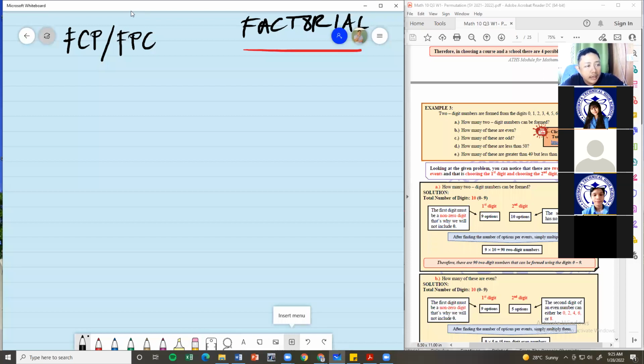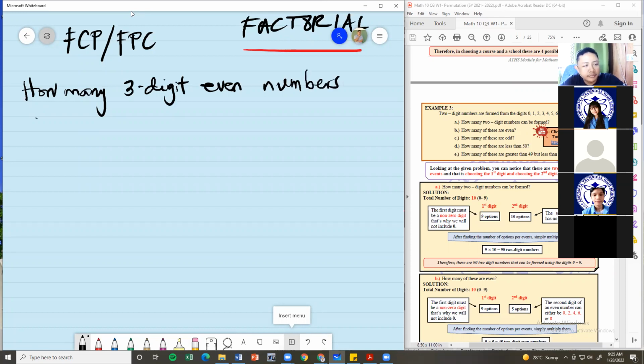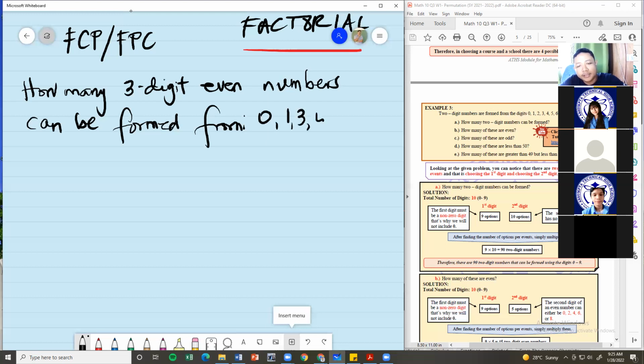Okay, so how many 3-digit even numbers can be formed from 0, same numbers tayo, 1, 3, 5, 6, 7, and 8. What are even numbers? Sige nga, let's just have a recall.